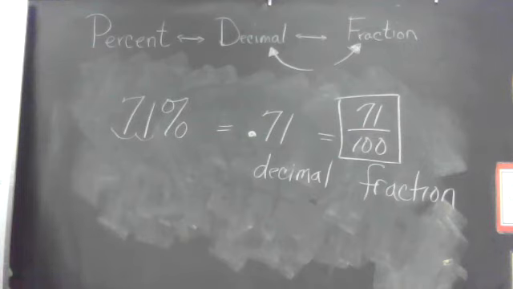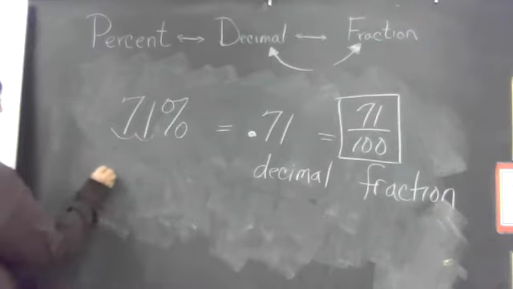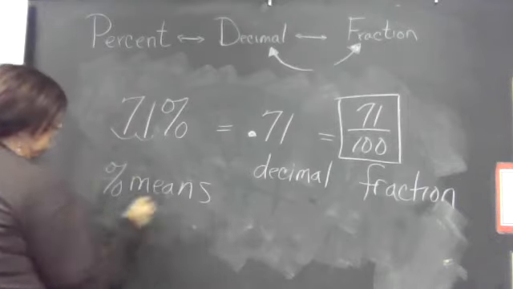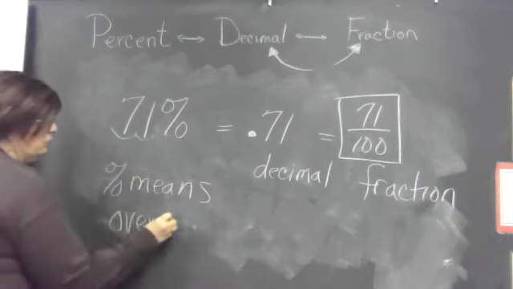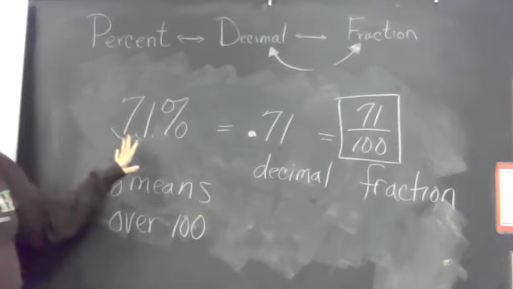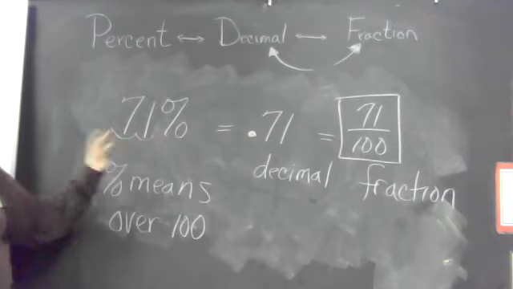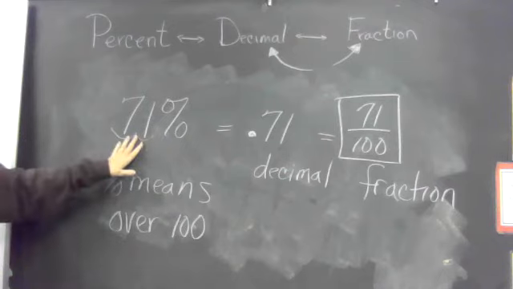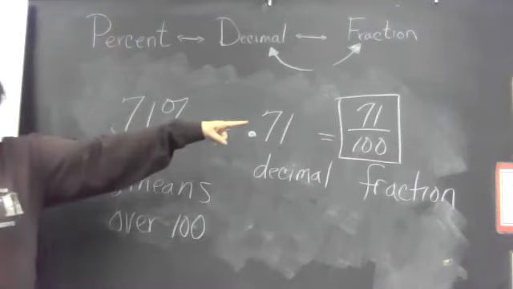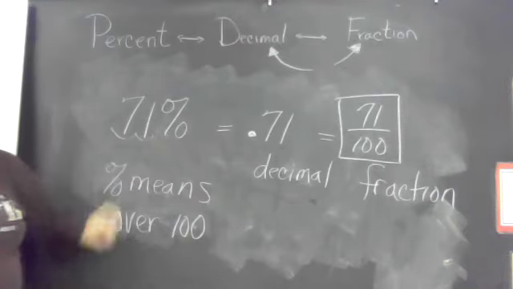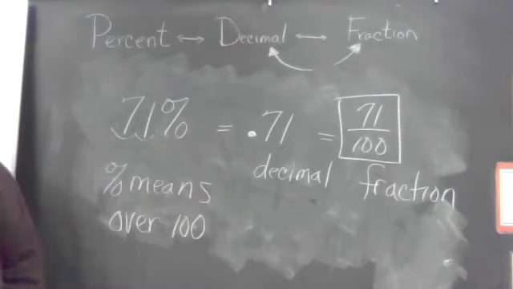Now, another clue here, to help you out. The percent sign means over 100. So if I'm looking at this, I can say to myself, 71%, or I can say 71 over 100. You can read the percent sign as over 100 every time. That's kind of giving it away.